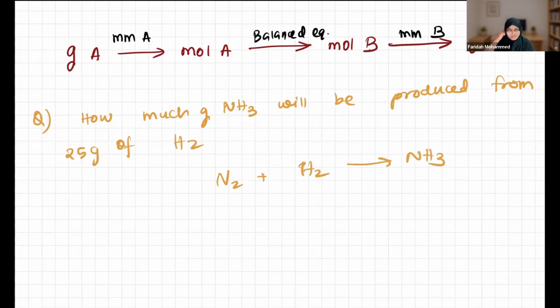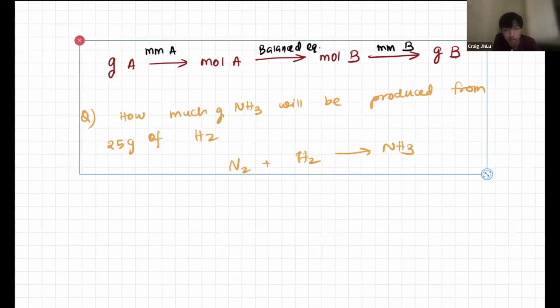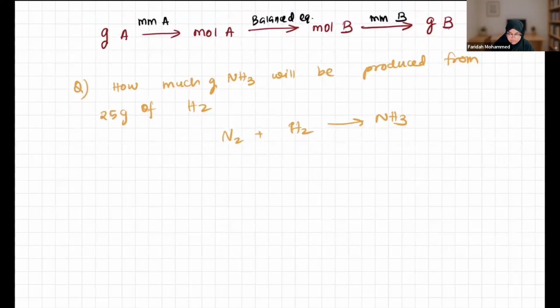Okay, what's the first step? Everyone try to do it together, okay? Just because I'm talking to Craig doesn't mean I'm not going to ask any one of you, so just be ready. Okay, Craig, what's the first step? You want to balance the equation. Okay, go ahead, balance the equation. Everyone, I might ask any one of you.